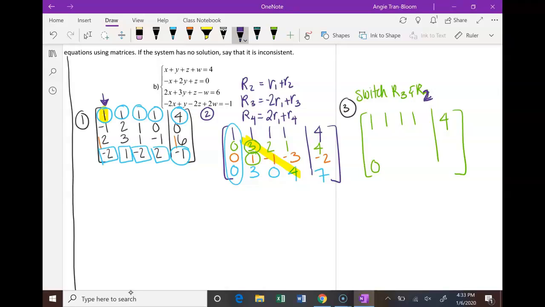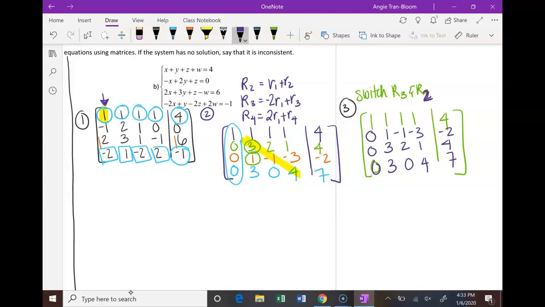Okay, 0, 3, 0, 4, 7. So row 3 is now row 2. So 0, 1, -1, -3, -2. And row 3 is now row 2. So row 2 is now row 3. So 0, 3, 2, 1, 4.